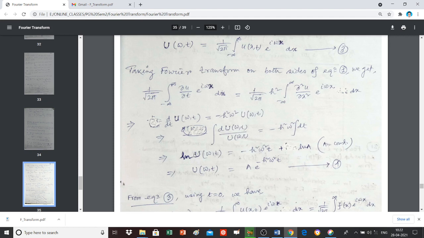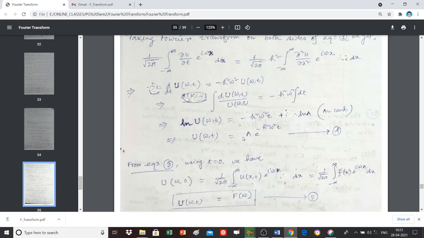That is ln u(ω, t) equal to −h²ω² t plus log a, where a is a constant. So log u(ω, t) minus log a, that is log of u(ω, t) by a, equal to −h²ω² t, or u(ω, t) is equal to a e^(−h²ω² t). This is equation number 4.